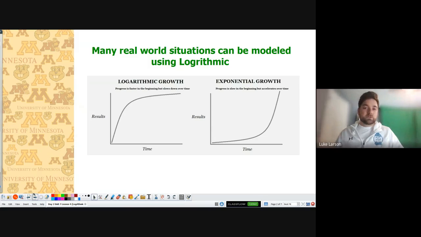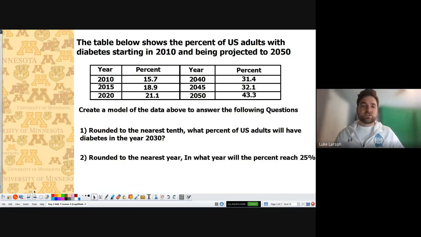All right, so the table below shows the percent of U.S. adults with diabetes starting in 2010 and being projected to 2050. We're going to create a model using this data, a logarithmic function, and then we're going to predict these two things. Rounded to the nearest tenth, what percent of U.S. adults will have diabetes in the year 2030? So notice in my table, it gives me 2020, it gives me 2040, but there is no 2030. So in that in-between area, we'll use our function to get what it would be. And then round to the nearest year, in what year will the percent reach 25%?